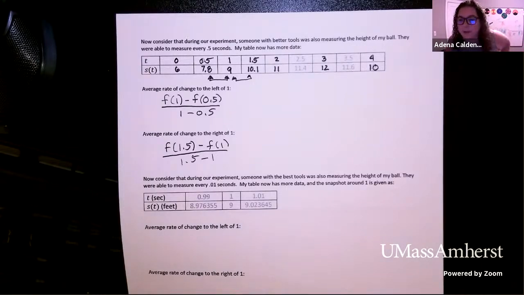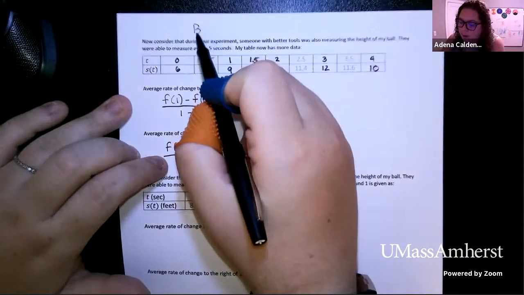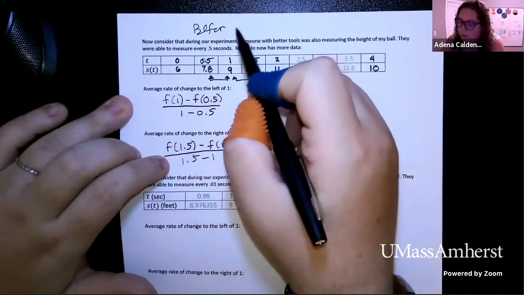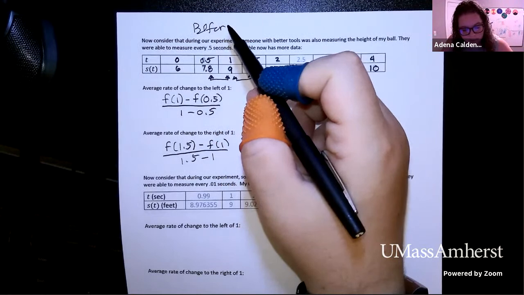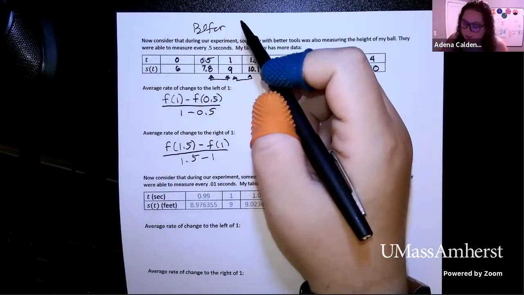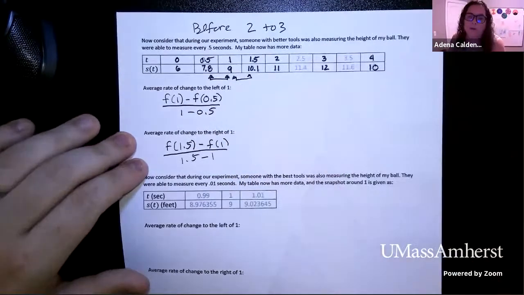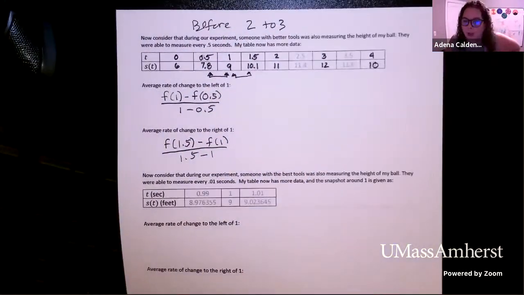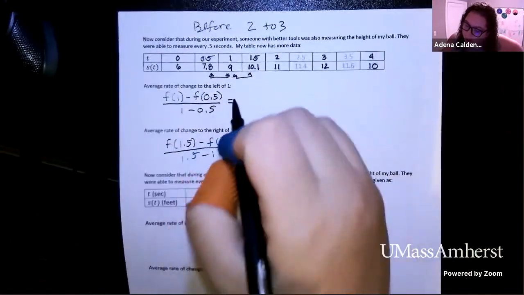All right, so now using our new closer data, let's see how that impacts our interval. I just want to note that, remember, before we were between 1 or 2 and 3 in our last interval. Okay, and so now that we're closer, let's see what our interval looks like.